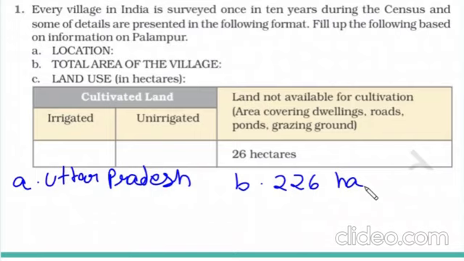After that, we have to write the land use. First is the cultivable land: irrigated, unirrigated, and not available for cultivation. So 26 hectares of land is unavailable for cultivation. Cultivation is not possible here, right? But irrigated is 200 hectares, and there is no unirrigated land. Why? Because everywhere there are tube wells and proper electricity facilities, right? So there is no unirrigated land.